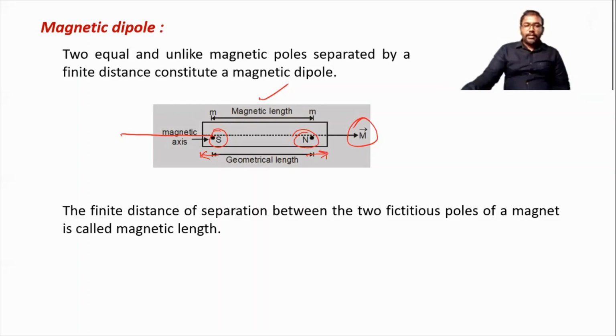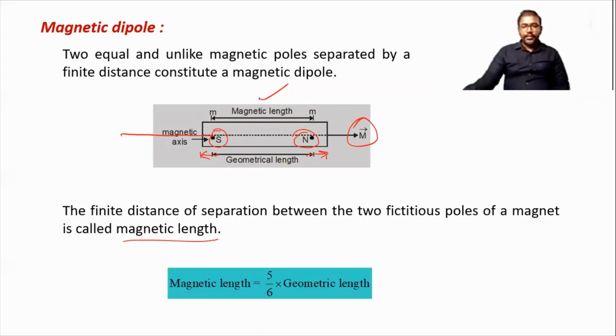Now, the finite distance of separation is the magnetic length that we already learned. Relation between magnetic length and geometric length: magnetic length is 5 by 6 of geometric length. In the picture also you can see, magnetic length means the distance between two poles of the magnet, and the poles are not at the end, they are just inside the edge of the magnet. So here magnetic length is smaller than the geometrical length. So what is the relation? The relation you can see here is between the magnetic length and geometric length.